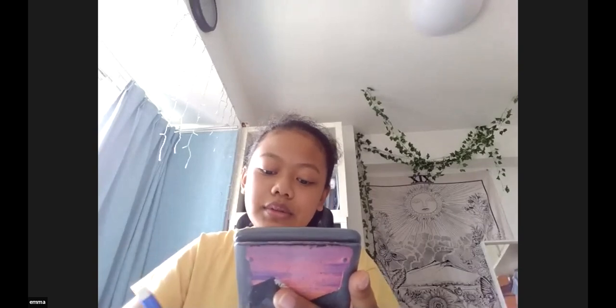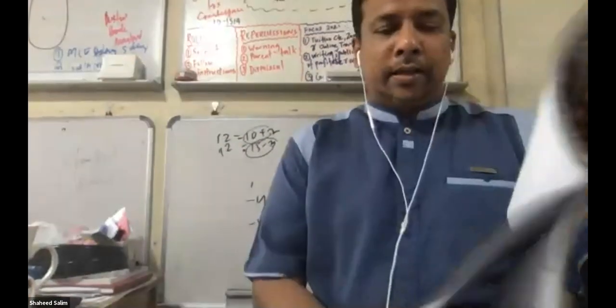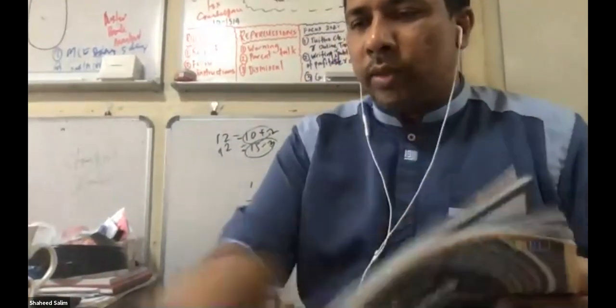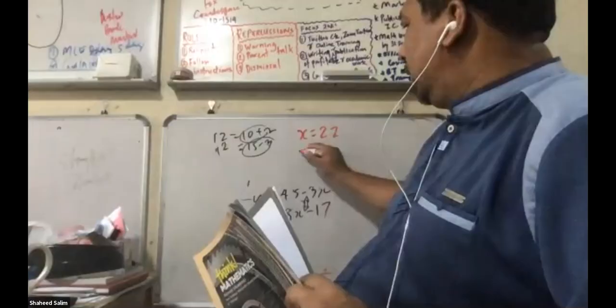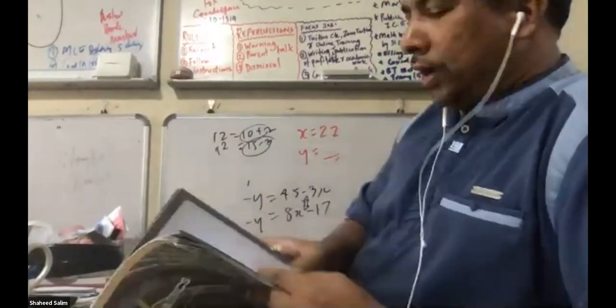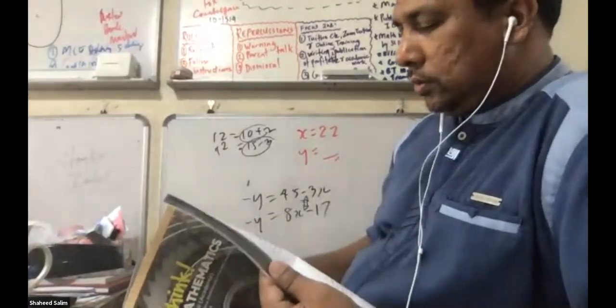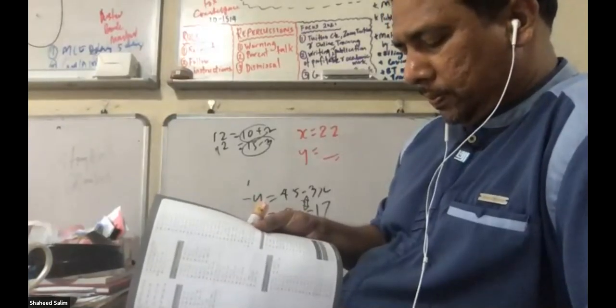Answer is 22. Okay, so you got the answer. What is 22? X or Y? X equals 22. Y equals to? You're going to find it? You find first. Yeah, X is 22, correct. Well done.